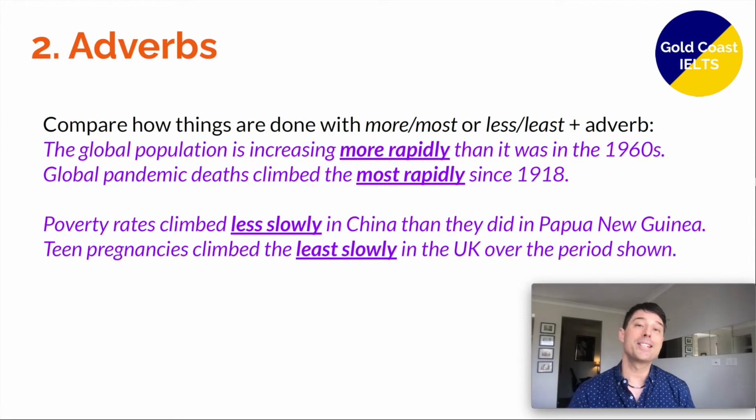So getting a little more difficult, now we're going to look at adverbs. We can compare how things are done with more or most or less or least plus an adverb. For example, the global population is increasing more rapidly than it was in the 1960s. Global pandemic deaths climbed the most rapidly since 1918. We could also say poverty rates climbed less slowly in China than they did in Papua New Guinea, or teen pregnancies climbed the least slowly in the UK over the period shown.